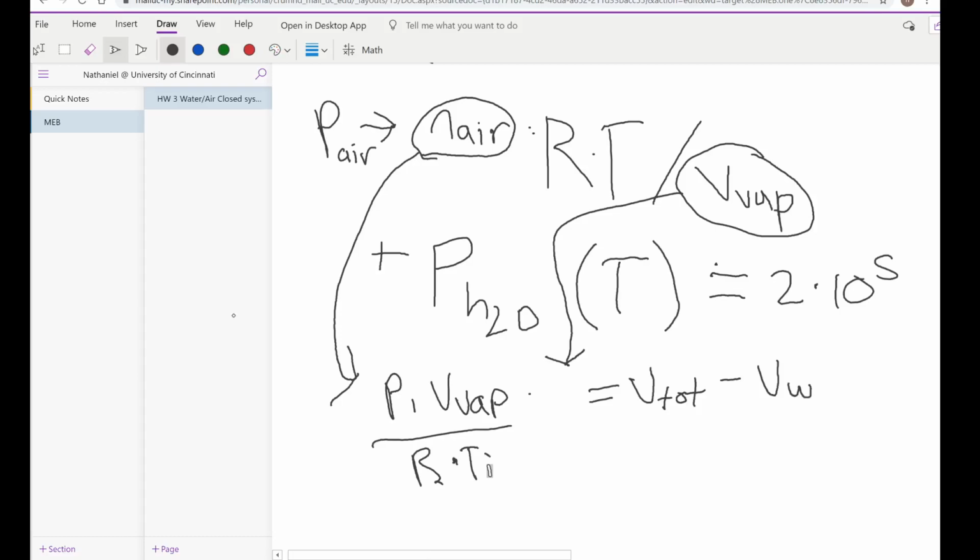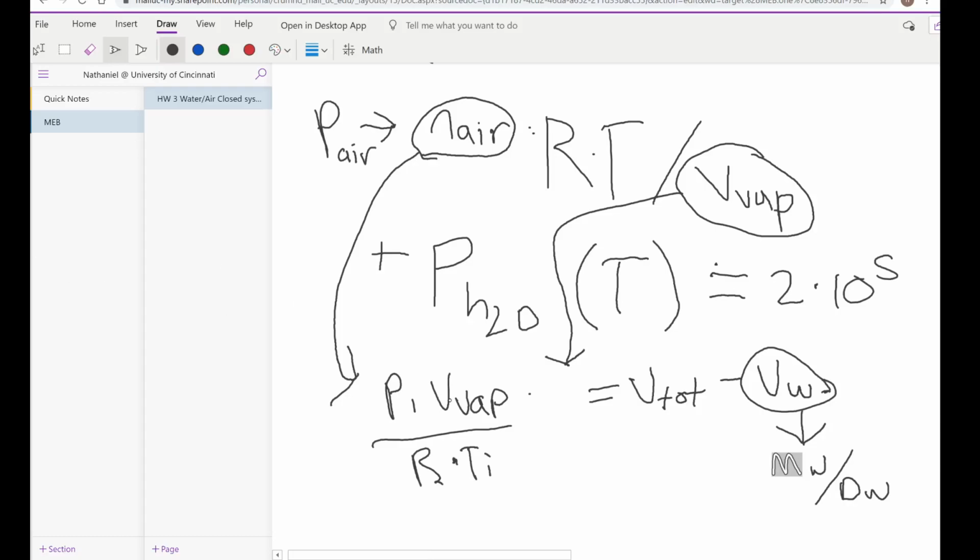And we know that the volume of water in relation to the density we can figure out, because density is the mass divided by volume. We know that the volume has to equal the mass of the water divided by the density of the water.